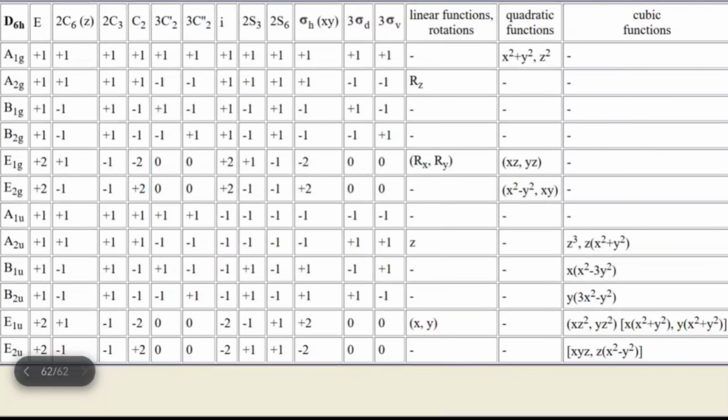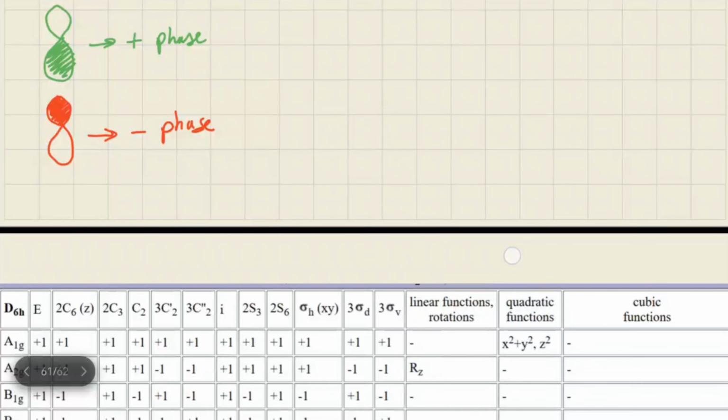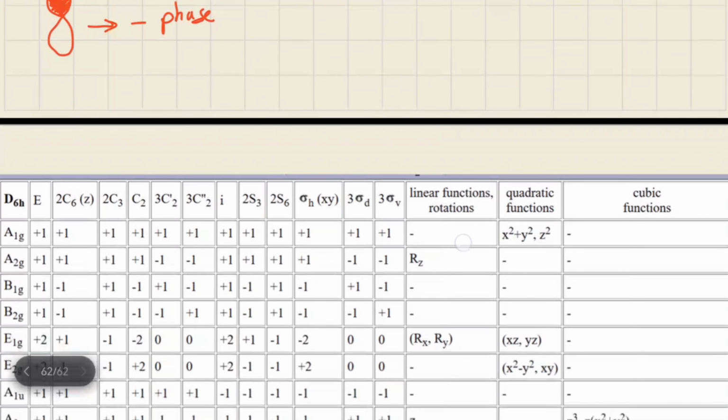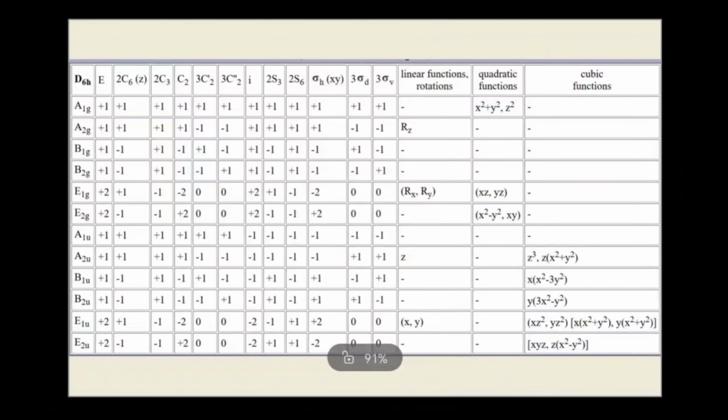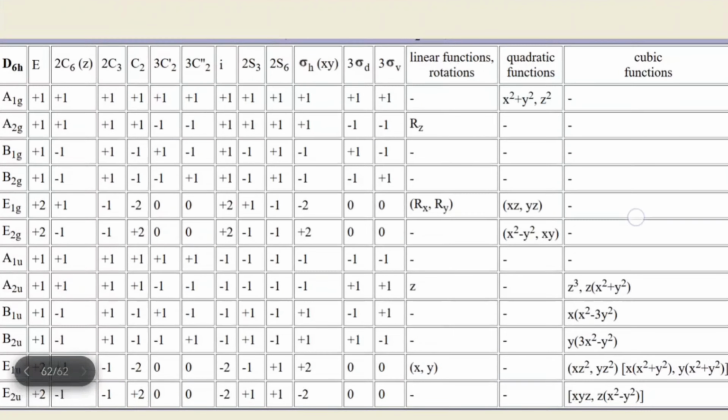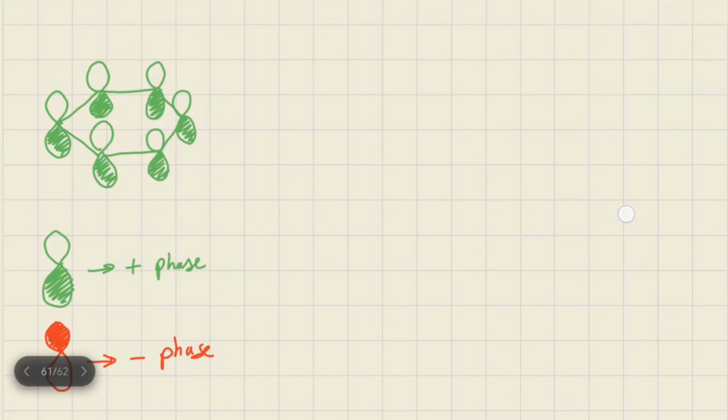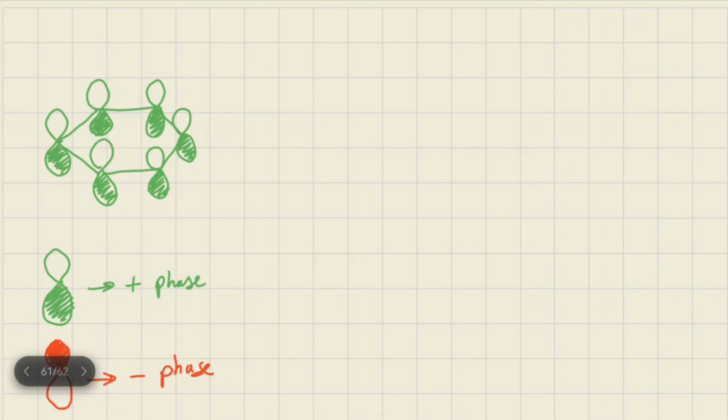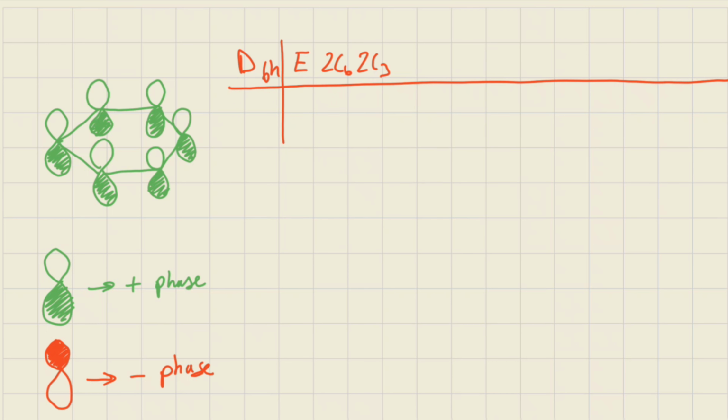So this is our point group table. So we have E, C6, and the other elements, and I want to write the elements here. D6h is the point group. A few moments later. Okay, we have these elements, and I will apply all the elements here.